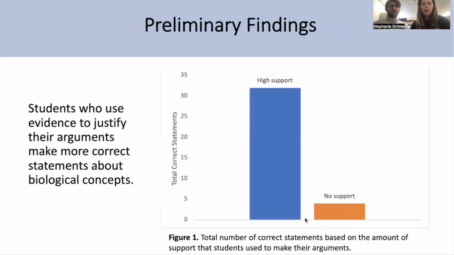All right, so part of our project has been analyzing reasoning and argumentation skills as a measure of a student's scientific process skills. This graph is about the number of students who make correct statements. As you can see, students who use more high support tend to have more correct arguments than students who use no support. Students who use high support use more than one form of evidence, and students who use no support don't have any forms of evidence.